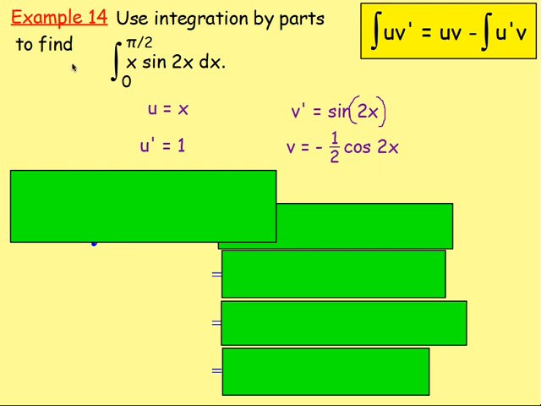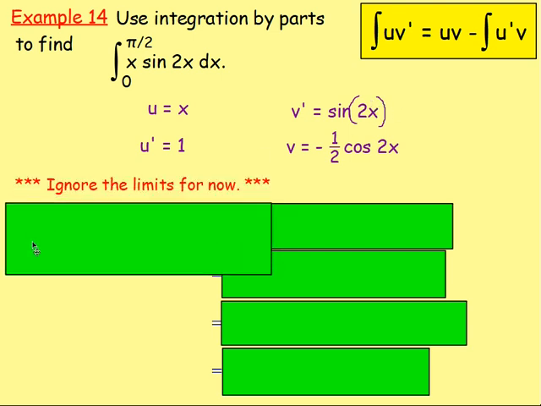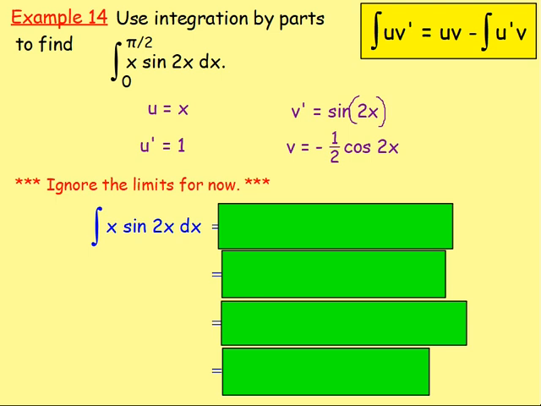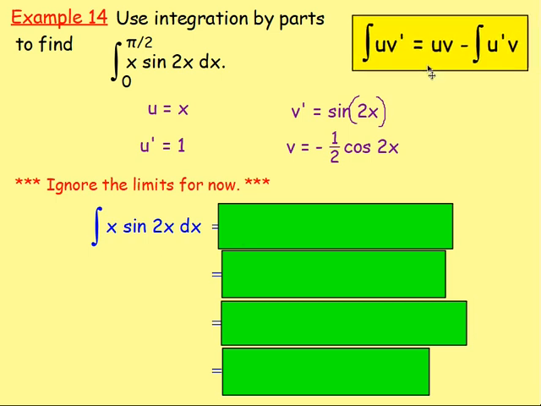Because we've got limits, you may be tempted to write down, well, the integral between these limits is going to be, and work that out. But what you're best doing is ignoring the limits for now and just working out the integral itself. Once you've worked out the answer to that, you can then sub the limits in. So ignoring the limits, just say, right, well, the integral without the limits of x sine 2x dx is going to be, and use your integration by parts.